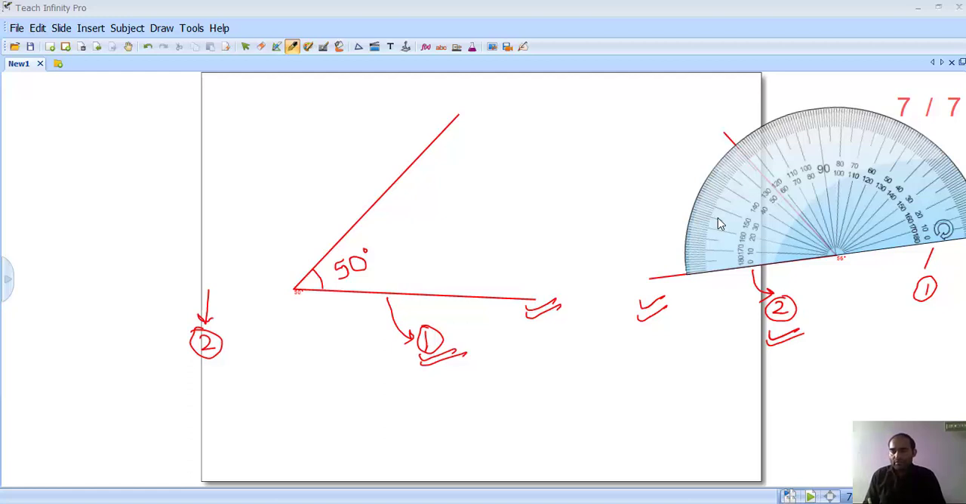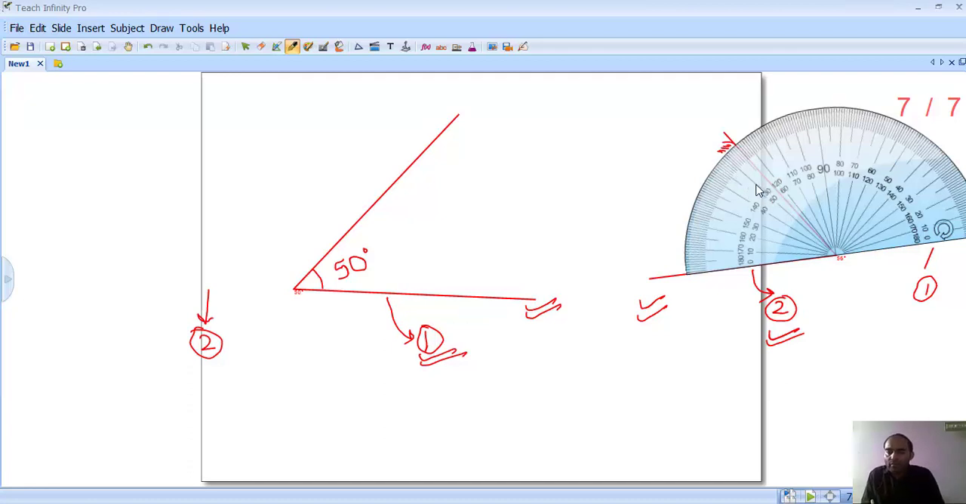Now measure. This time we will use which 0? The second 0. Okay, so now see 0, 10, 20, 30, 40, 50. This line is going further than 50. Now we have to count the small sticks one by one. You have to count the small sticks. 51, 52, 53, 54, 55 and 56.